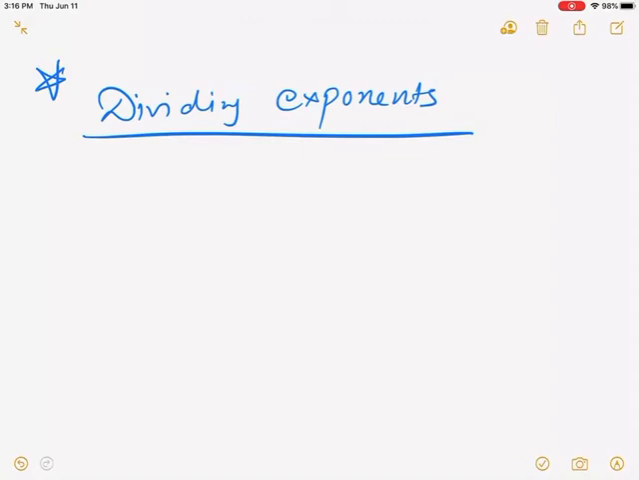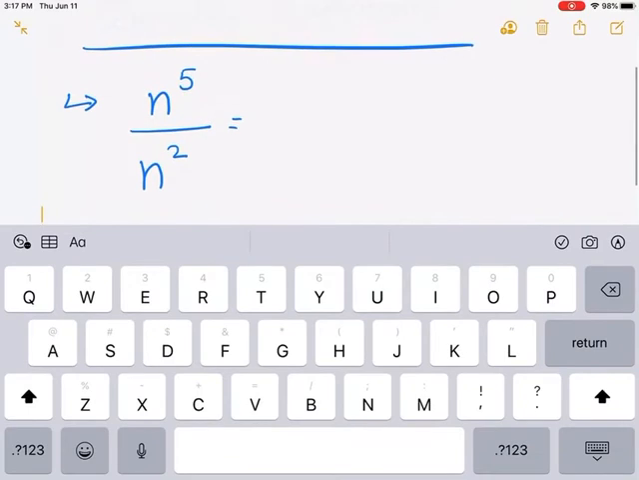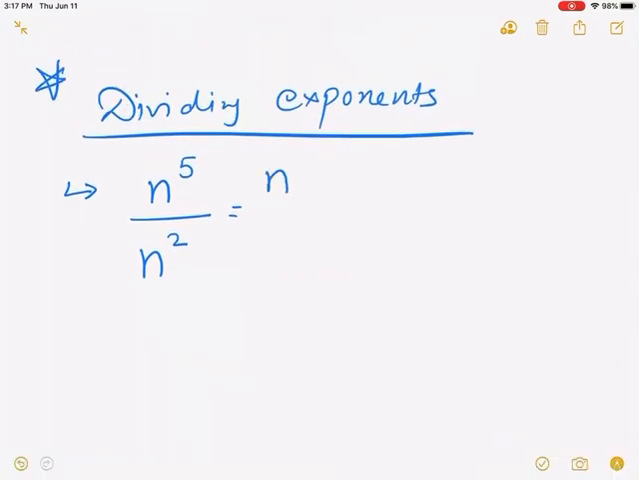So let me start off with an example. Let's say I have n to the 5th divided by n squared. I hope you remember, if I say n to the 5th, what does it mean? N to the 5th means you have 5 n's getting multiplied. So you have n times n times n times n times n, n multiplied by itself 5 times. What do you mean by square? It's going to be just 2 n's.